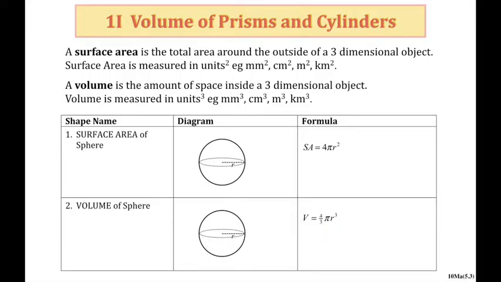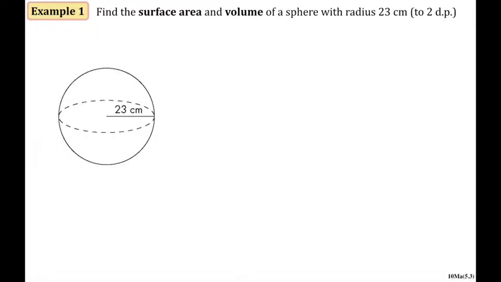So you're allowed to put these formulas on your formula sheet. It's a matter of just knowing how to use them and when to use them. Here's our first example. So we need to find the surface area and the volume of a sphere that has a radius of 23 centimetres. So I've put a picture there for you. There's your radius of 23 centimetres. Be careful, because if you have the diameter, you have to halve it, but this is a radius question.